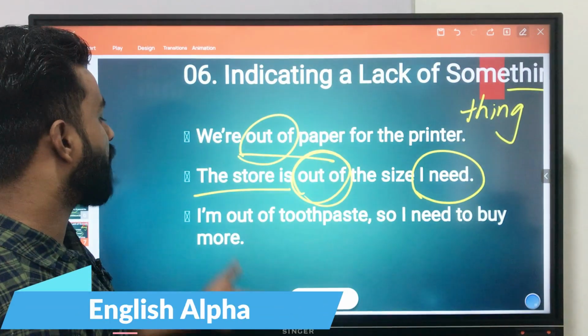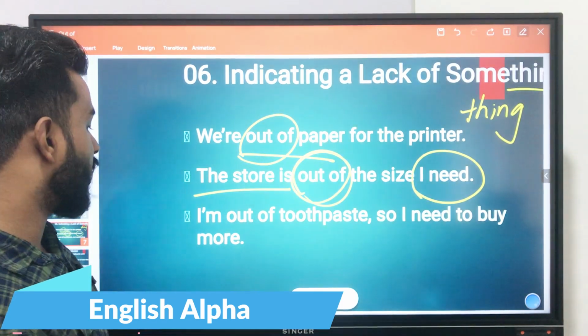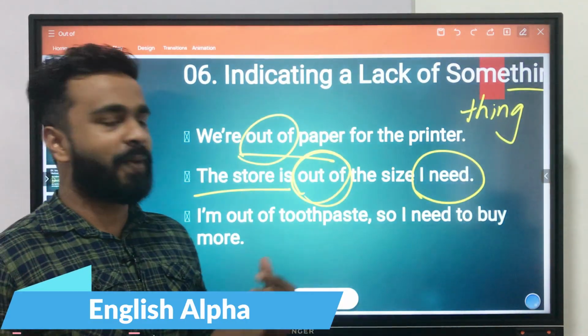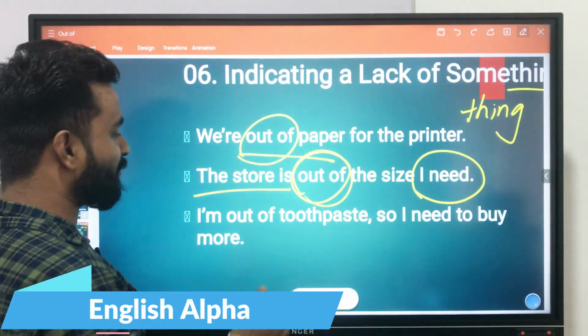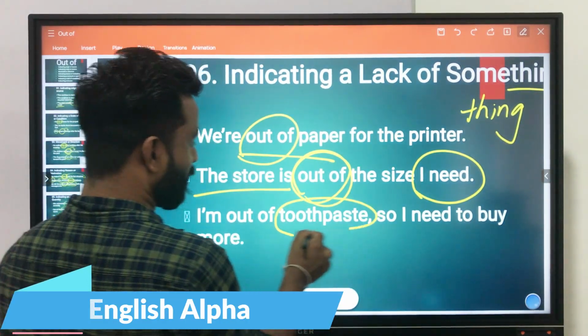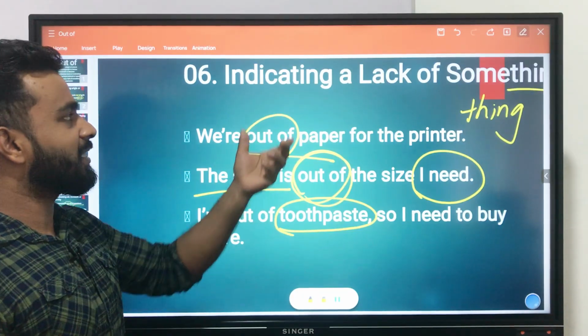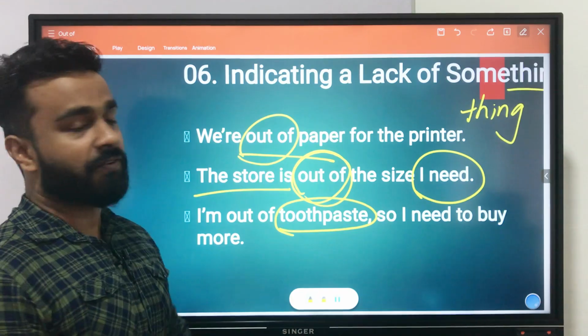Next example, I am out of toothpaste, so I need to buy more. I want to brush my teeth, but I don't have toothpaste. Then I say I am out of toothpaste, so I need to buy more. I don't have toothpaste, right? You can see how it is used. That preposition is used here to indicate a lack of something.